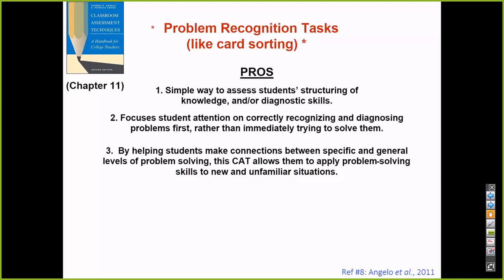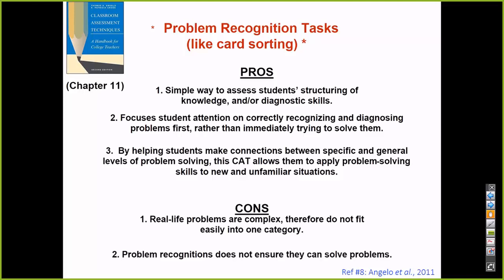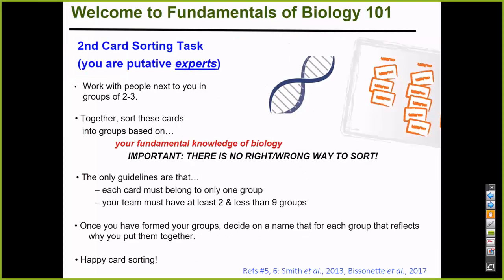A lot of this is taken from this book in chapter 11, and maybe I can get your feedback on this at the very end. But there are pros and cons to every classroom assessment technique. Some of the cons are that real-life problems are complex, and they may not fit easily into one category, but that's where some of the outside of class homework can allow them to explore that a little bit better. Are there any questions?